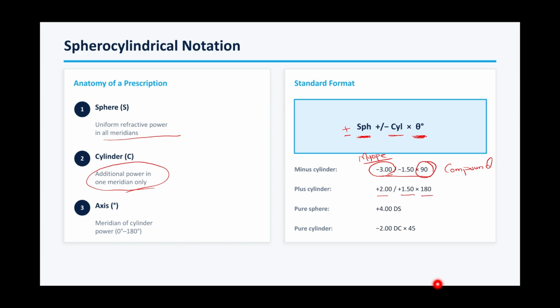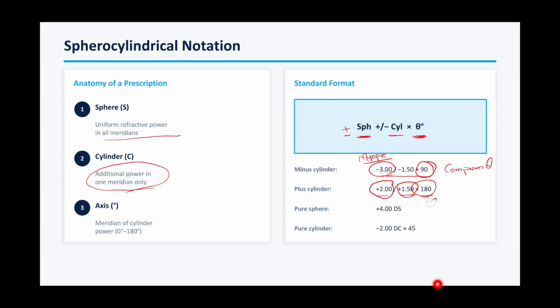Now let's look at another example. This is a compound hypermetropic case where the sphere is a plus sphere, the cylinder is a plus cylinder, and the axis is 180 degrees. So here everything is plus.